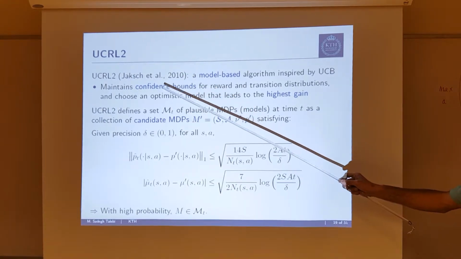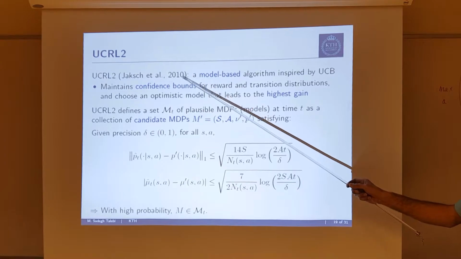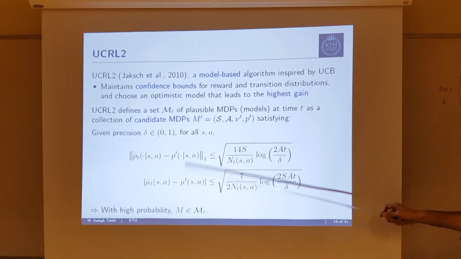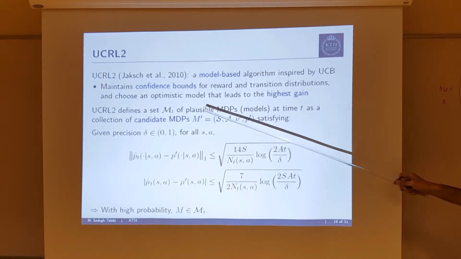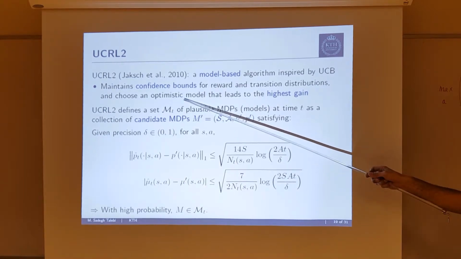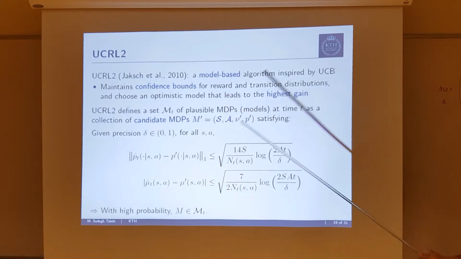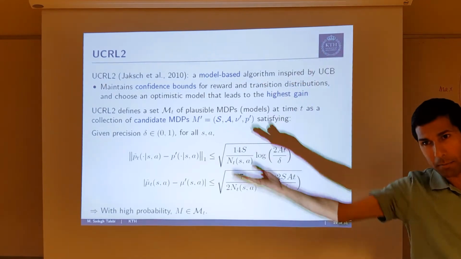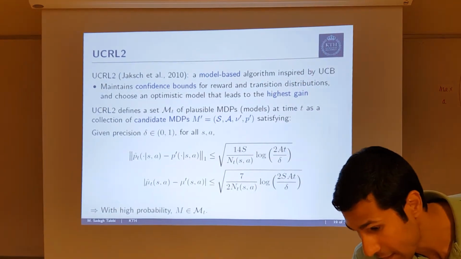So at each time, not only do we optimize over all policies, we optimize over all possible MDPs within this model, and we choose an optimistic MDP that has the highest gain among all MDPs and all policies in these MDPs.